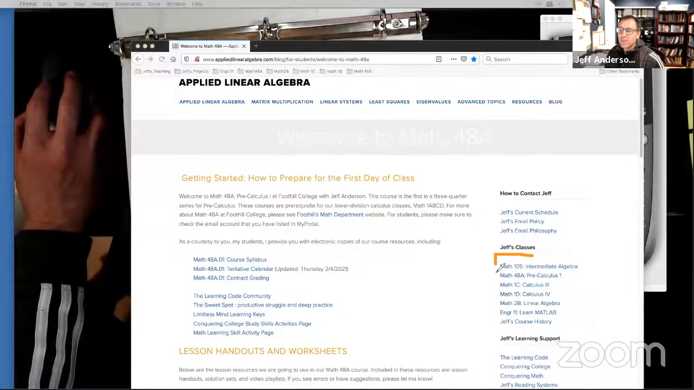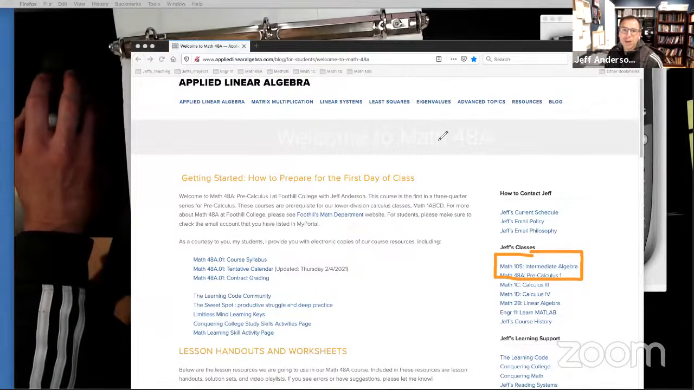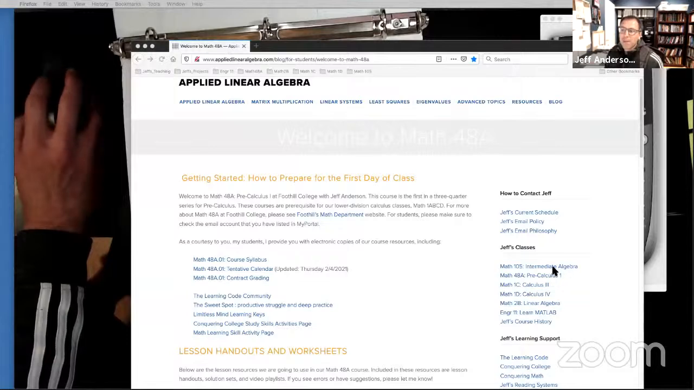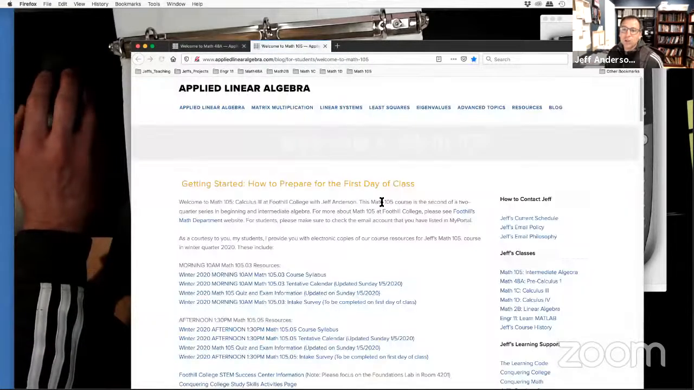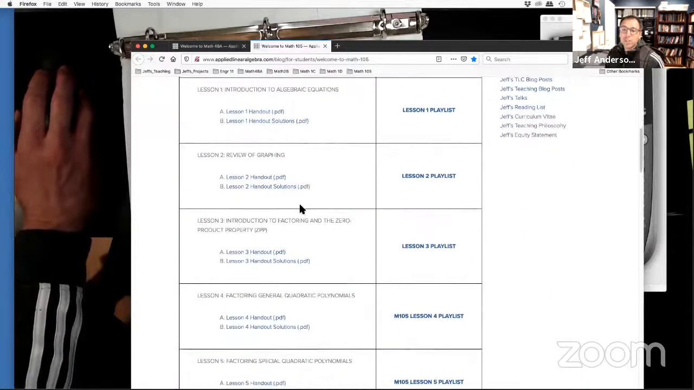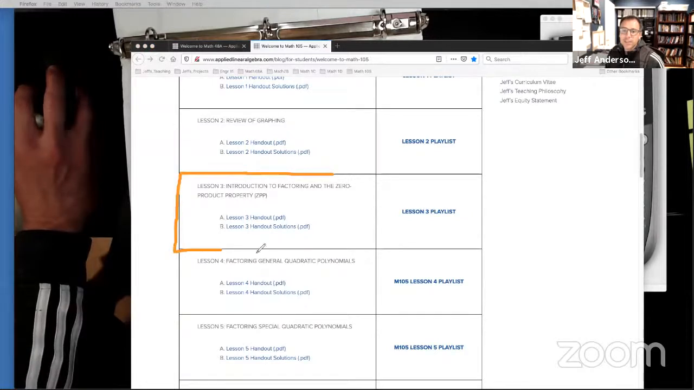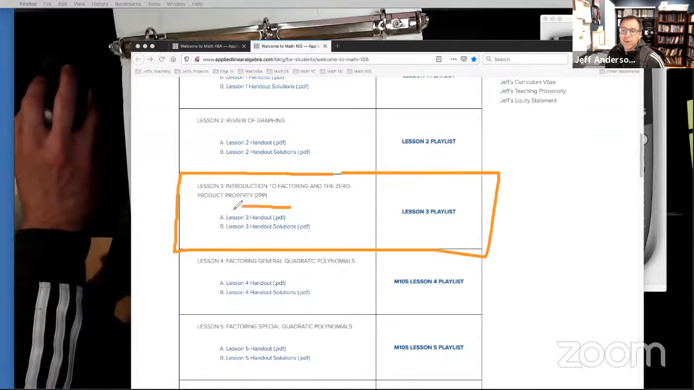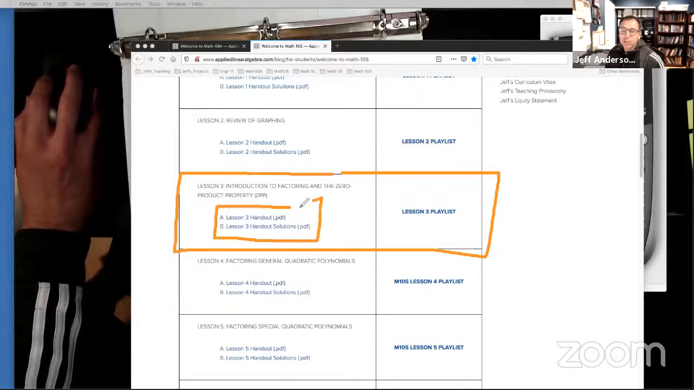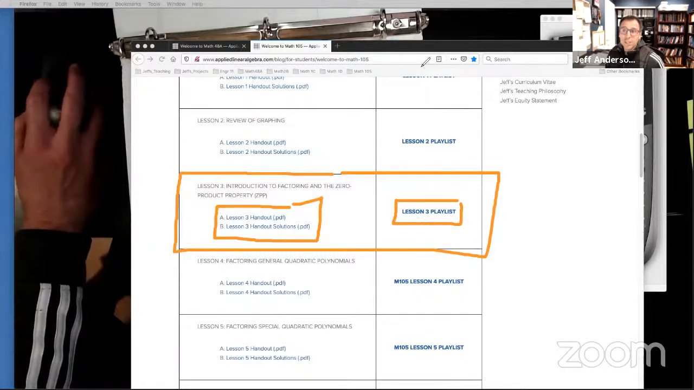Over here, I've got this Math 105 website. I've taught intermediate algebra many times. So if you click on that Math 105, that's an intermediate algebra class, you'll see that there are a bunch of resources. And in fact, right here in lesson 3, I've got what I call a lesson 3 handout, as well as full solutions. And then I've got a playlist of me doing YouTube videos, very similar to the one that you've just seen here.